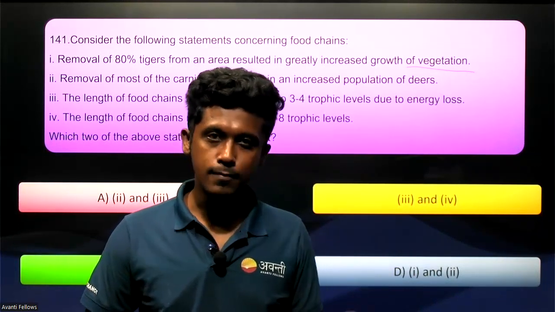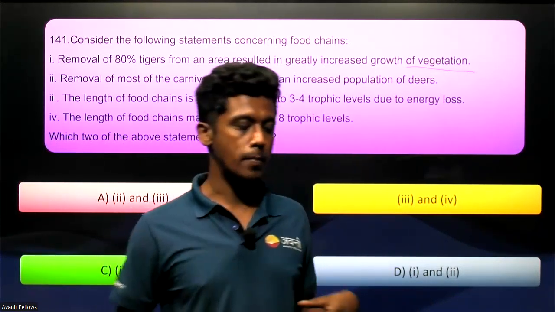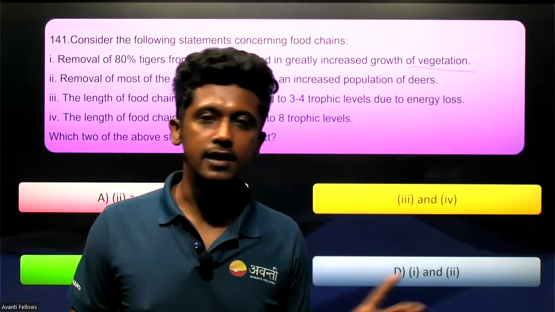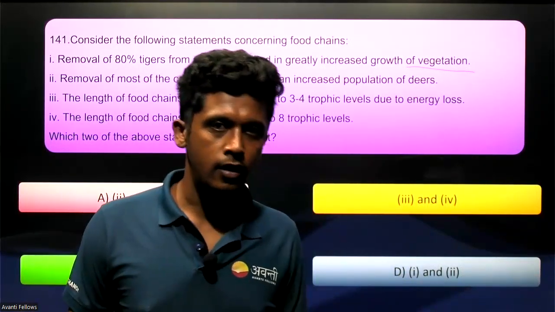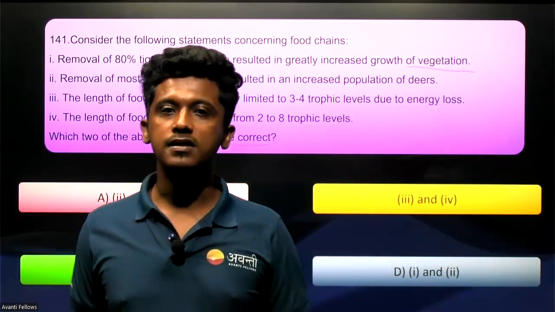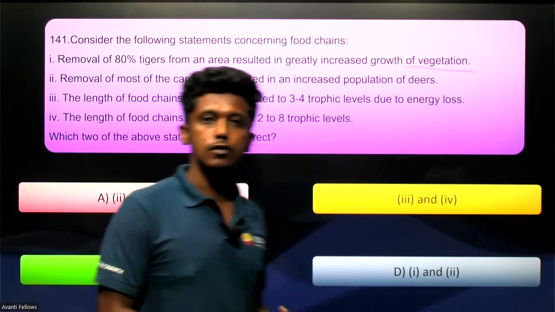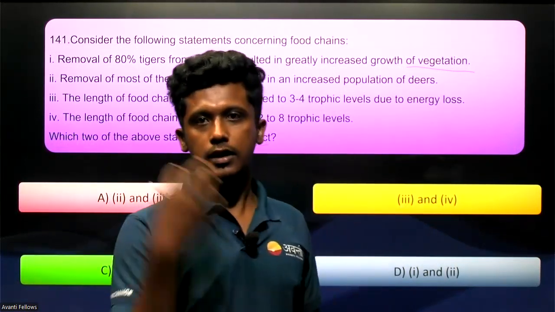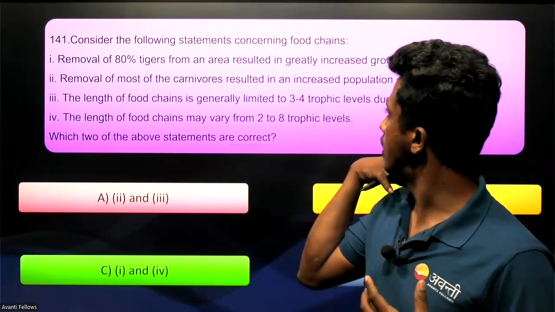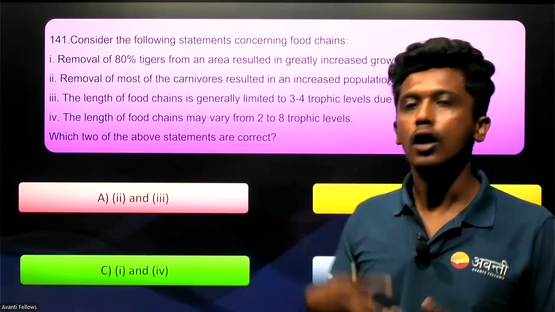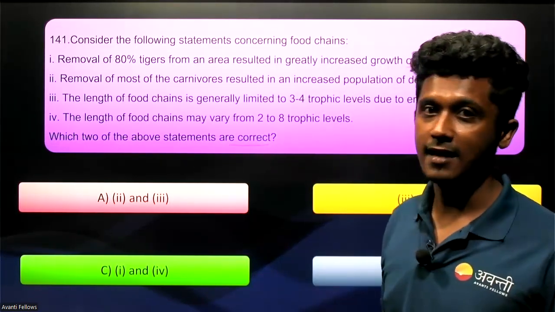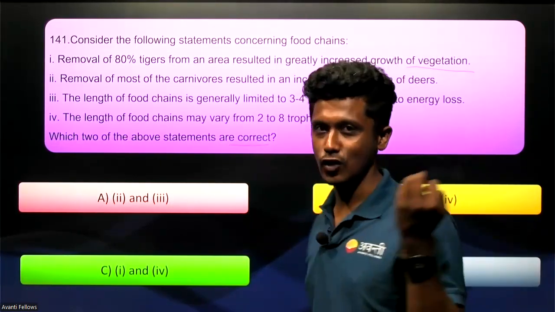When the tigers are removed, which are the apex predators in a tropical ecosystem, the herbivore population will increase at a very alarming rate. When herbivores are increasing at an alarming rate, what happens? Their consumption depends totally on the producers, so the producer population decreases very drastically, and it can lead to desertification if it is not checked.